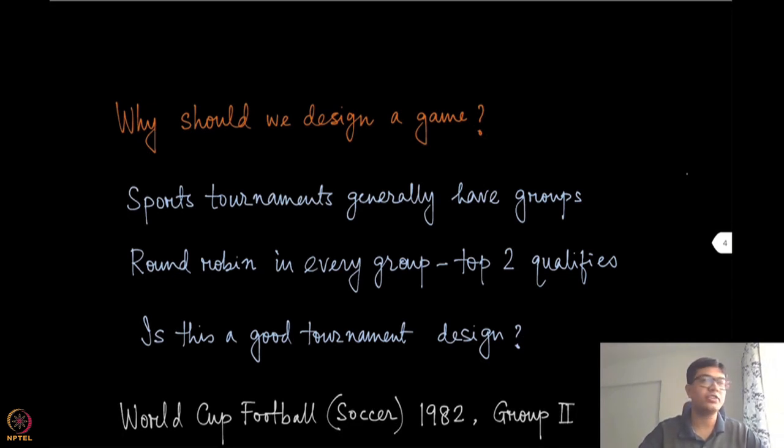So imagine the cricket tournaments or football tournaments, any other kind of sporting tournaments. Typically, in those tournaments the teams are partitioned into different groups, and the first round is a round robin where every team in that particular group plays against each other, and then finally the top two qualify to the next round. Now we are going to ask whether this is really a good tournament design, and I'm going to argue that it is not. And here is one example.